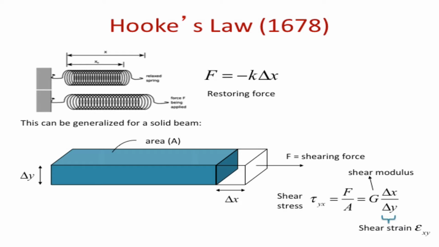the shearing force F divided by area. And I'm going to have a shear modulus G in there, and delta x divided by delta y will be a shear strain epsilon xy. And this shear modulus for most of the materials that we're interested in mechanics is typically in gigapascals, referring to the fact that it's much harder to deform solid material than it is to deform or flow fluids. Okay.